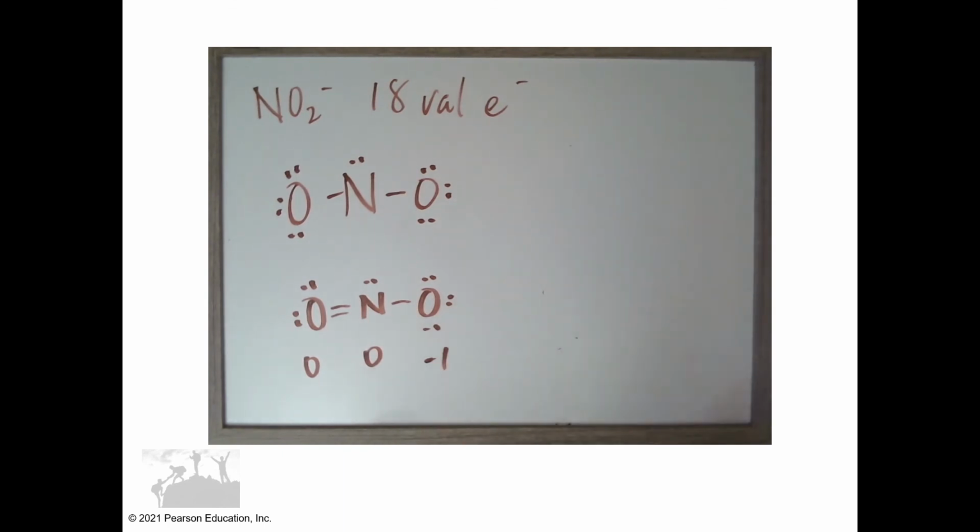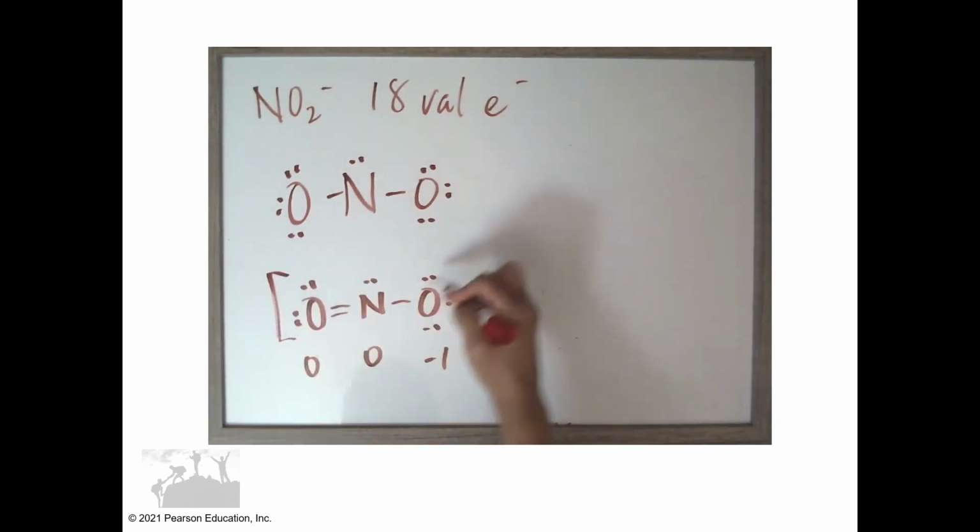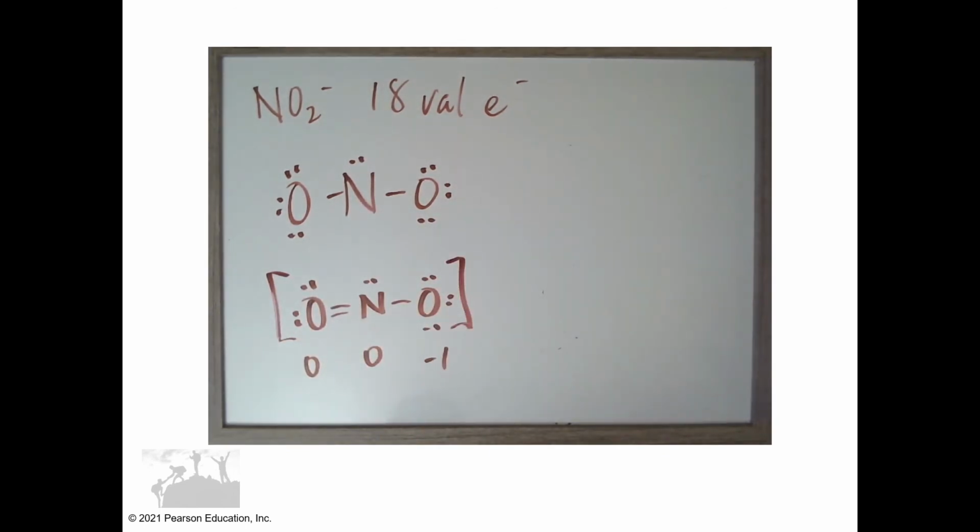I know this because I've done this many times. You go ahead and go through all the motions, all the calculations, and see for yourself that we have 0, 0, -1. Okay? So now to complete this, we're going to need brackets. And remember, we're dealing with a polyatomic ion, so we need to have a minus charge here. So that's one Lewis structure.